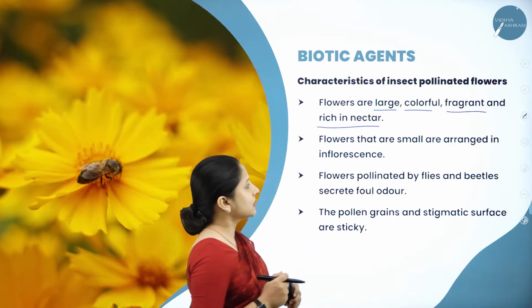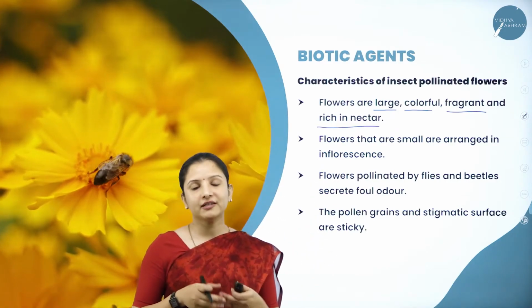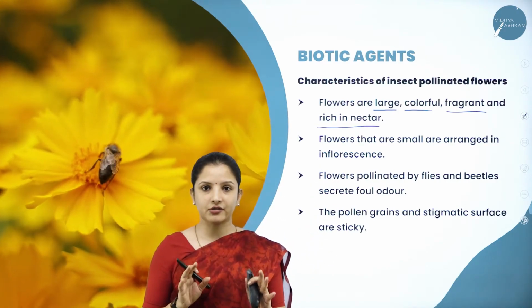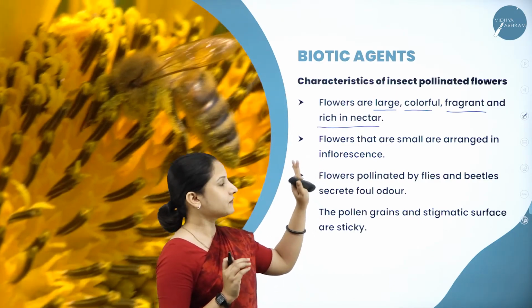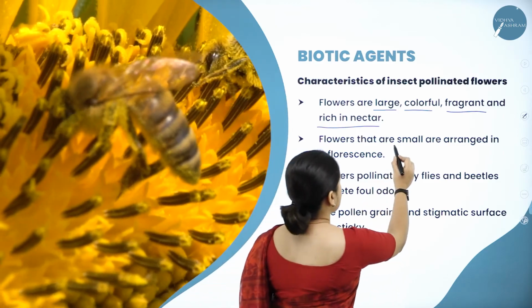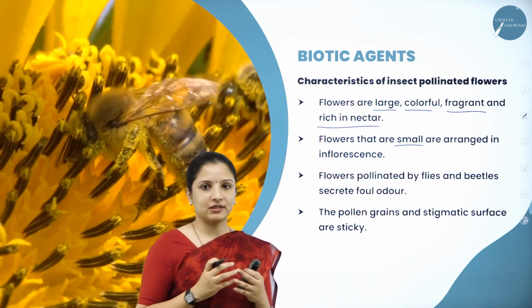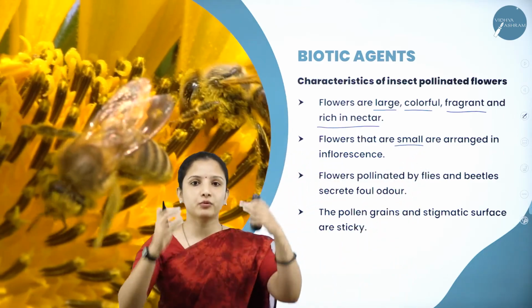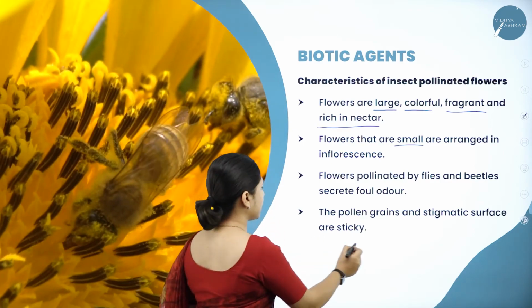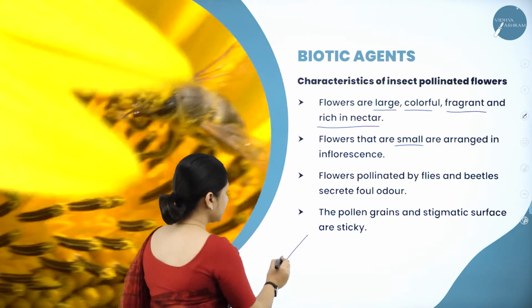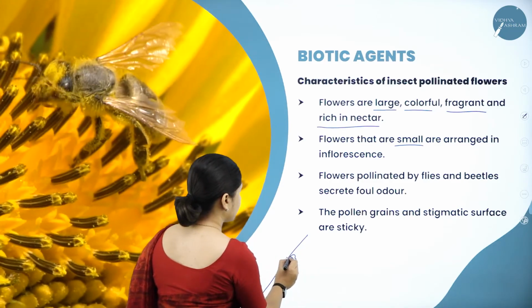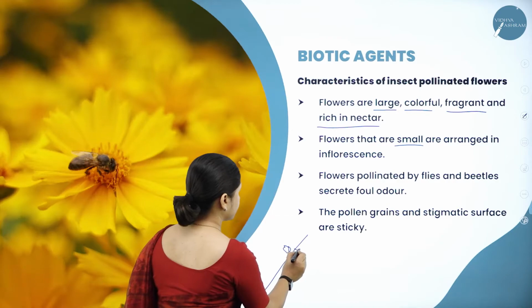And if the flowers are small, so not all the flowers will be large, right? You have tiny beautiful flowers as well, right? So here, if the flowers are small, they are arranged in an inflorescence. Inflorescence is nothing but a group of flowers. So if you have a stalk like this, on it you have very small flowers arranged in groups.